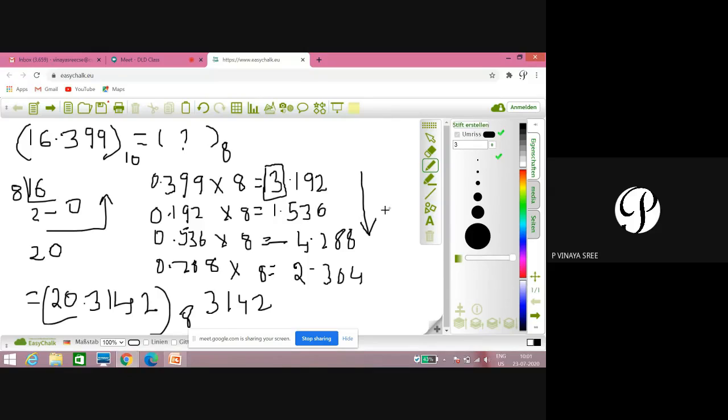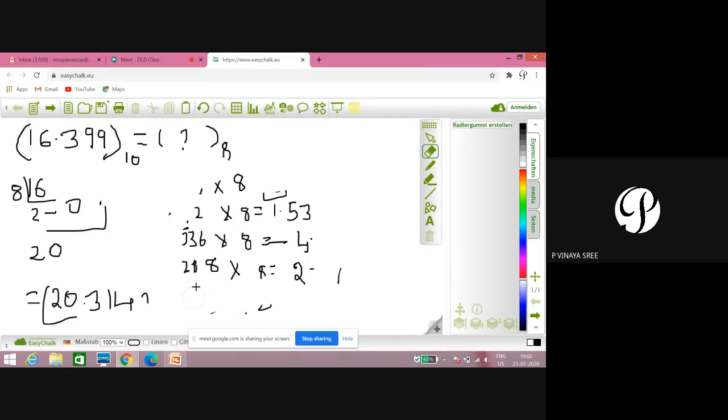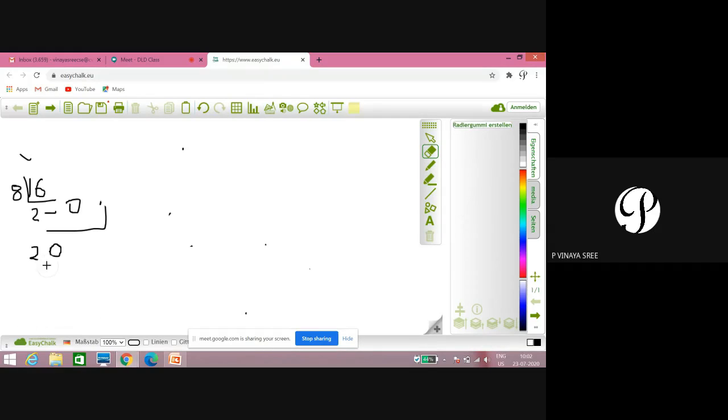Okay. So let me go for another example. In this single point we have three conversions. One is decimal to binary, which we covered yesterday. Now we covered decimal to octal. Next is decimal to hexadecimal.